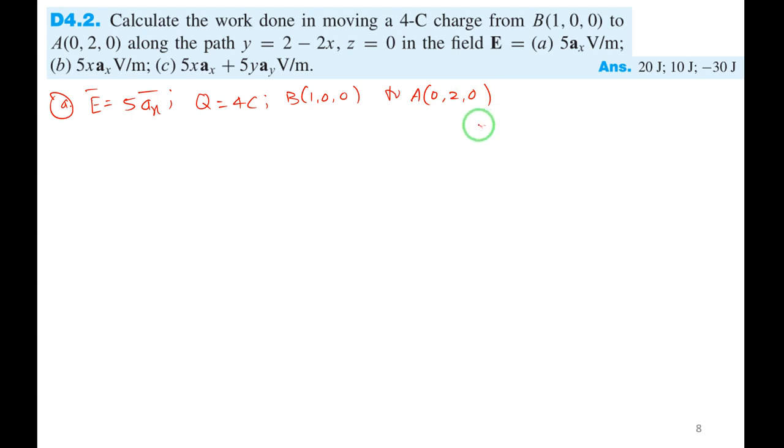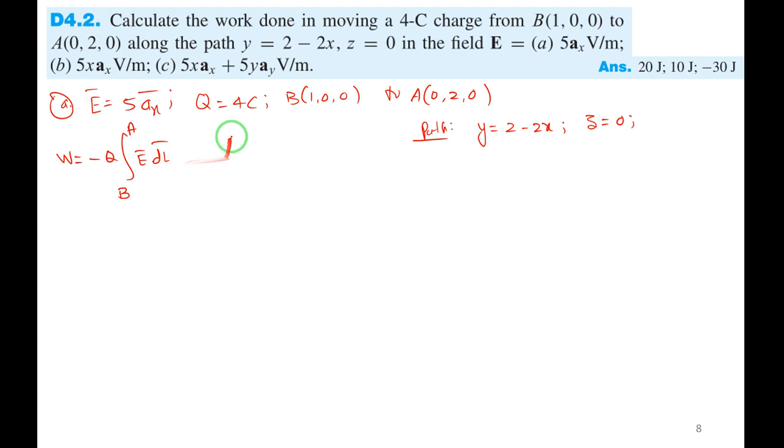Let me write the path here by the side. Y is equal to 2 minus 2x and z is 0. This is the path given, so along this path we have to move. Let me find out the work done in all the three cases. First case, work done is equal to minus q integration of E dot dl. Initial position let me call B, and final position A, same as this, B to A, right?